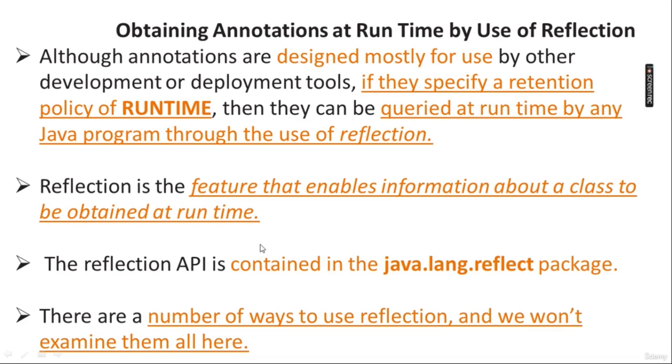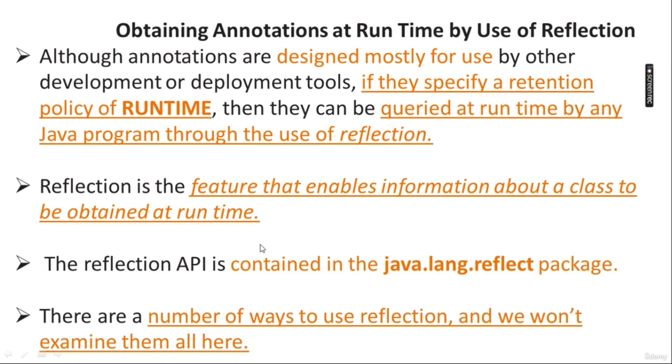Now, obtaining annotations at runtime by use of reflection. Although annotations are designed mostly for use by other development or deployment tools, if they specify a retention policy of RUNTIME, then they can be queried at runtime by any Java program through the use of reflection. So any Java program can use reflection to acquire the annotation at runtime.